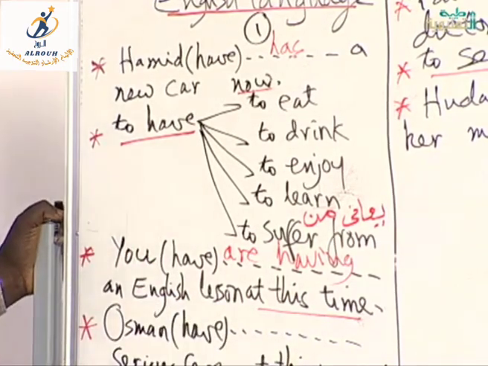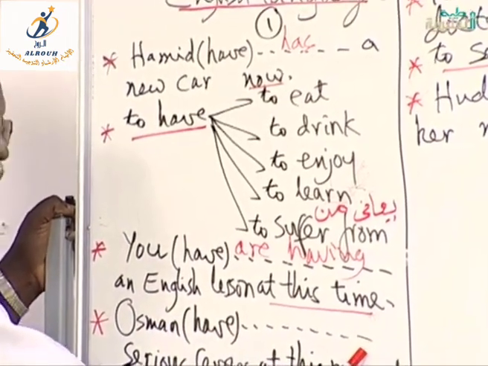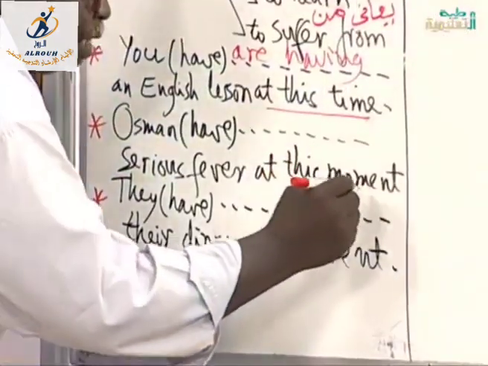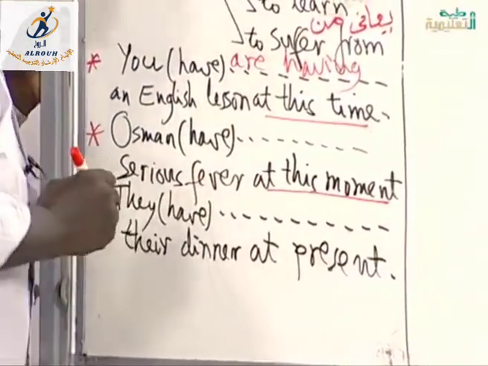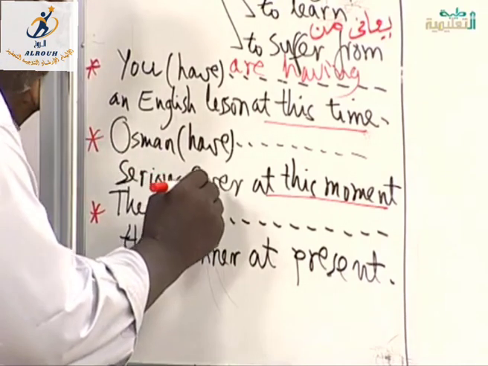Let us have another example. Here we have Usman dots, I hope you can see this clearly, serious fever at this moment. Here we have at this moment. At this moment, this is an indicator for the present continuous tense. I hope you know the meaning of the word fever.